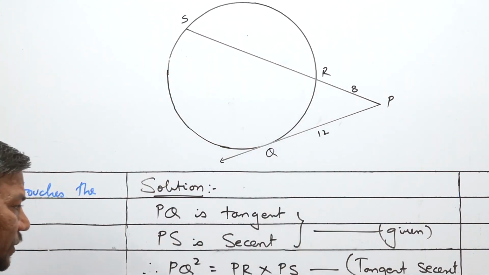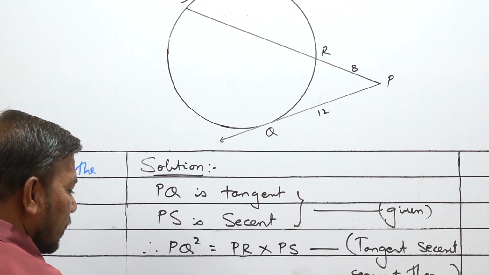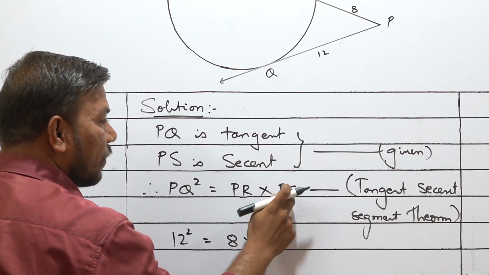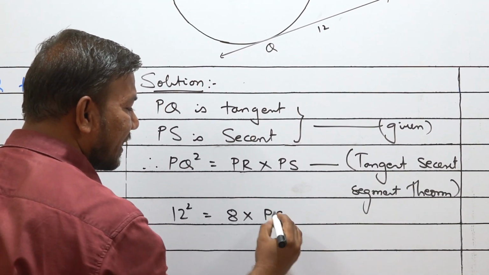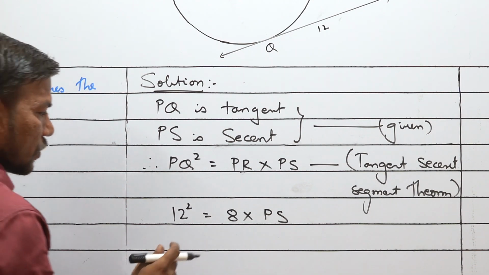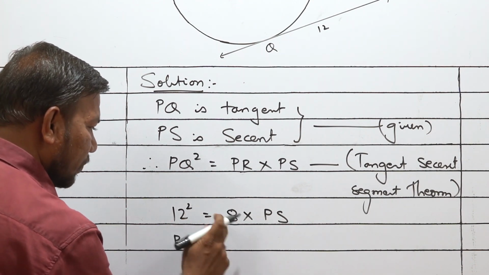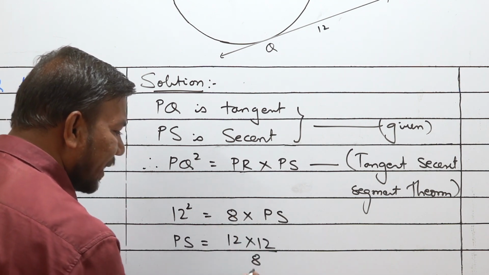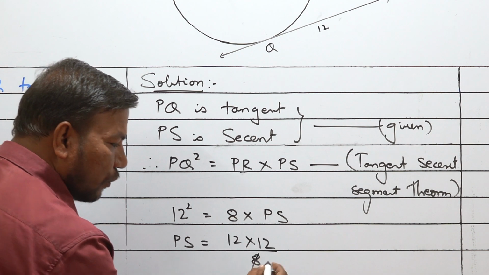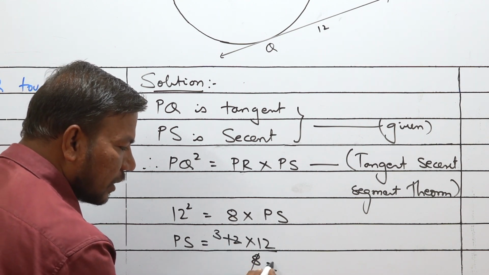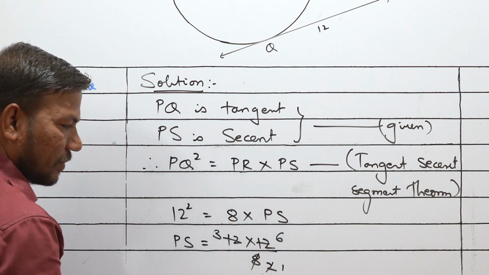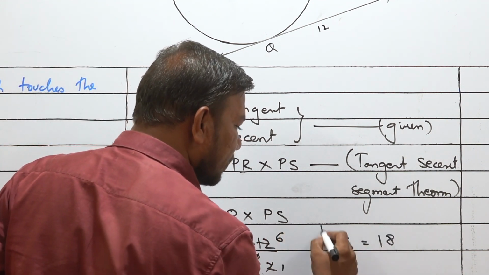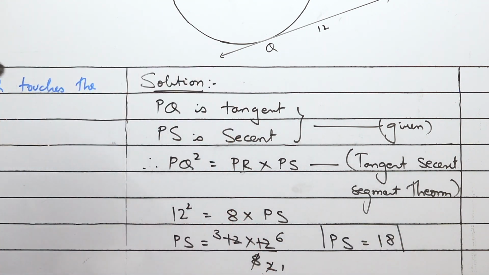Now we will substitute. What is PQ? 12 square. What is PR? It is 8. And what is PS? We don't know, we have to find that. So PS equals 12 square, which is 12 into 12, and this 8 goes into the denominator. 4 2s are 8, 4 3s are 12, 2 1s are 2, 2 6s are 12. What is PS? PS is 18. So we got the value of PS.